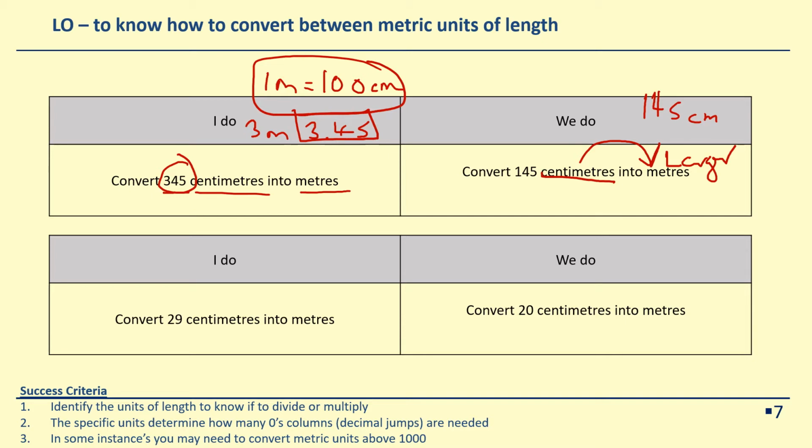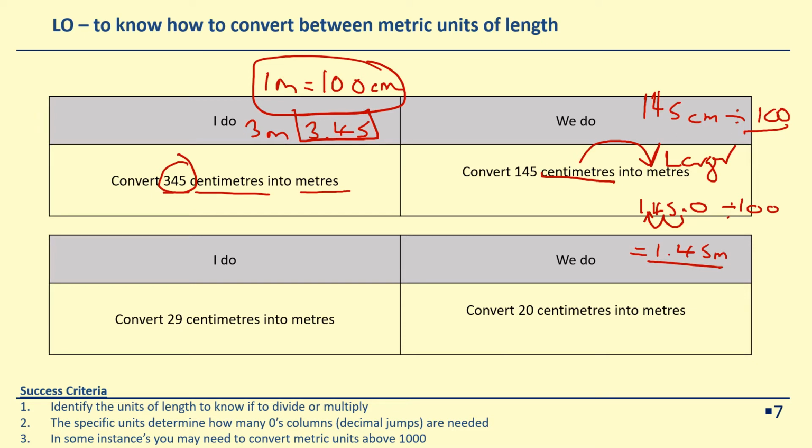145 centimeters divided by 100, we're making two decimal jumps because there's 100 centimeters in 1 meter, remember? That's why we're dividing by 100. Let's write it out with that decimal value view so it makes it easier. There's your decimal point. We're dividing by 100, so we need to jump down twice, two jumps this time, because it's 100. And that leaves you with 1.45, and that would be in meters. That's your answer. Well done if you got that.